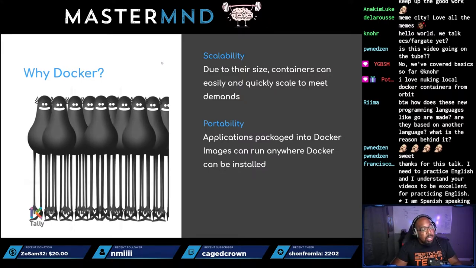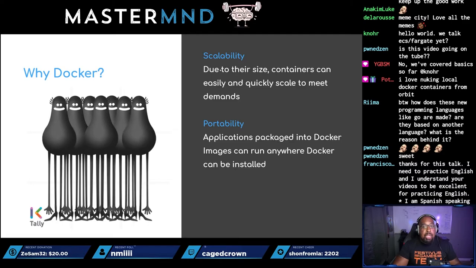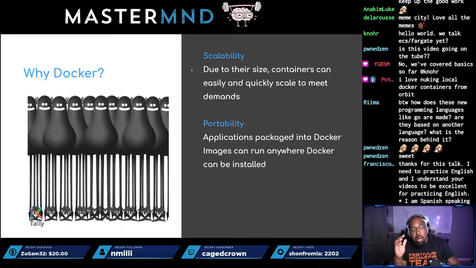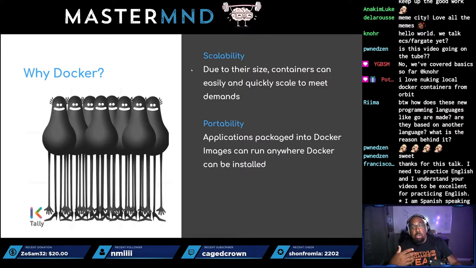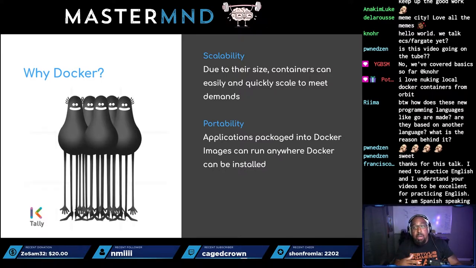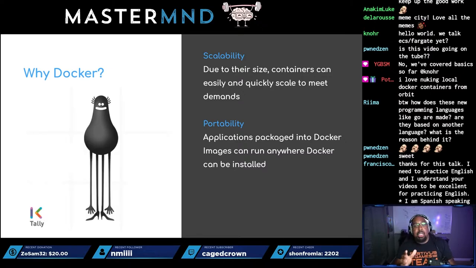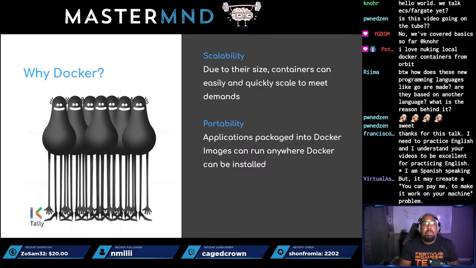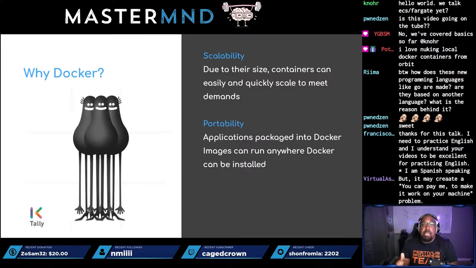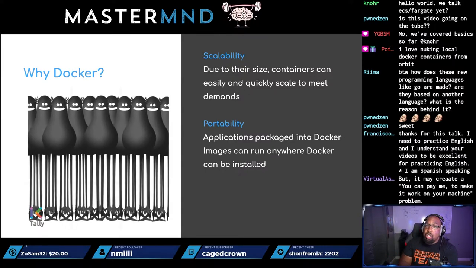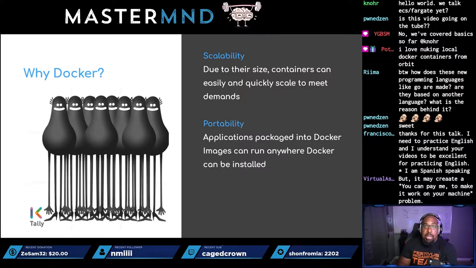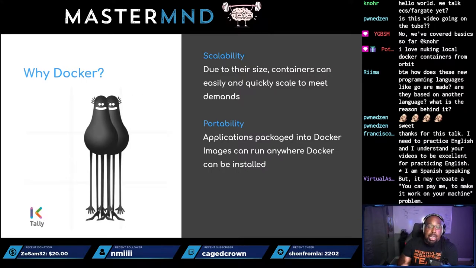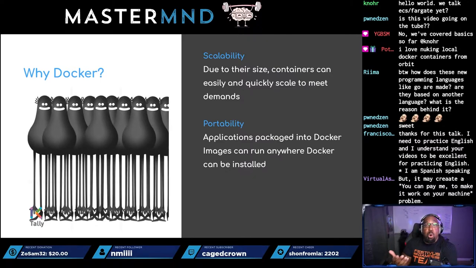And the first one is scalability. Containers' ability to scale is amazing. Due to their size, they're pretty small, so containers can scale easily and quickly to meet demand. Scalability is exactly what it is: being able to add additional resources to meet the demand. So as more traffic comes in, as more people are requesting your application, containers can quickly give you more containers.